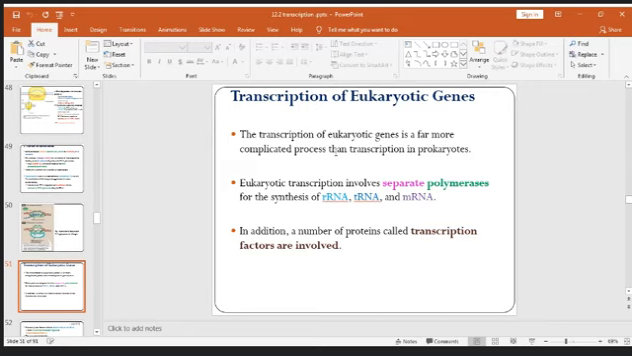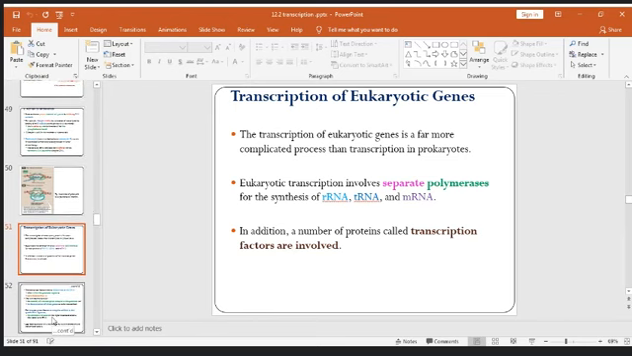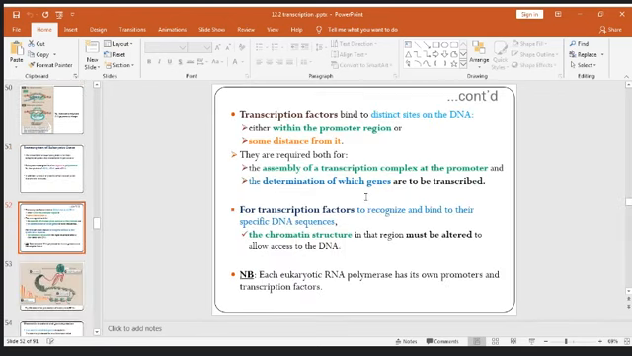But for the eukaryotes, each of those types of RNA should be synthesized as they have their own function in various subcellular organelles, in the nucleus and in the cytoplasm. So they have various functions. In addition, a number of proteins called transcription factors are involved in the transcription process of eukaryotes. The transcription factors bind to distinct sites on the DNA, either within the promoter region of the DNA or some distance from it, in eukaryotic cells.